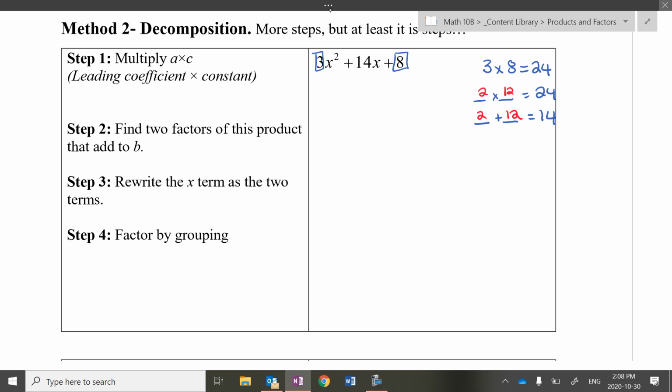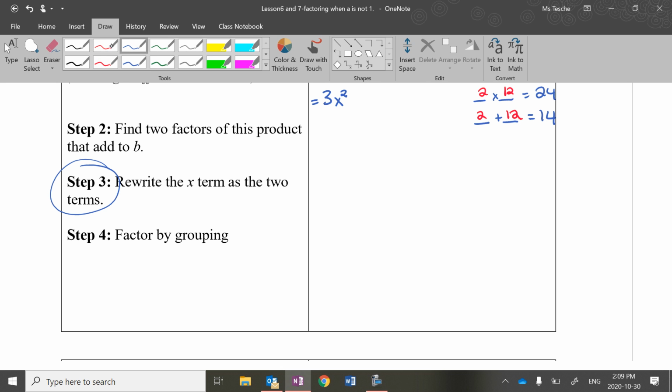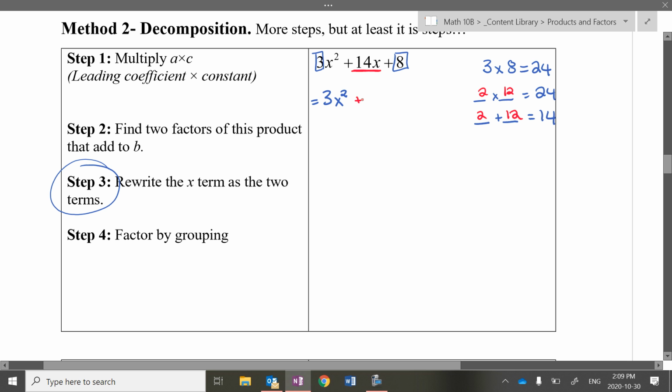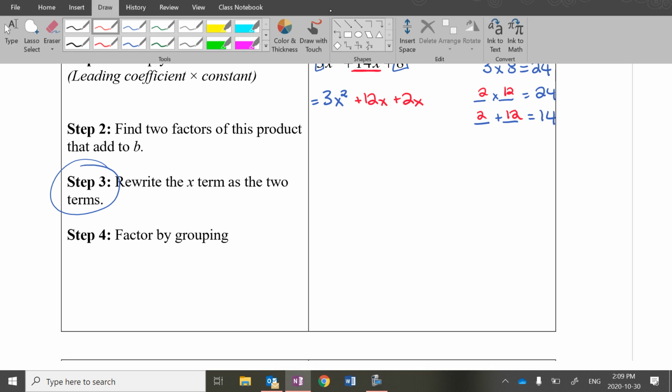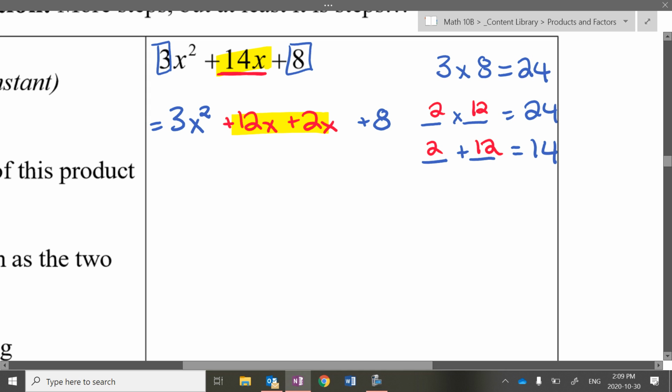So what's the kind of wonky step here that you do is actually this step 3. So that first portion is super easy. Now we have to rewrite the x term as these 2 terms. So what that means is I'm just going to rewrite 3x squared. The 14x, I'm going to change to be plus 12x plus 2x. The 8 I rewrite. So notice 12 plus 2 equals 14. So I've changed what it looks like, but I'm not changing any values here.